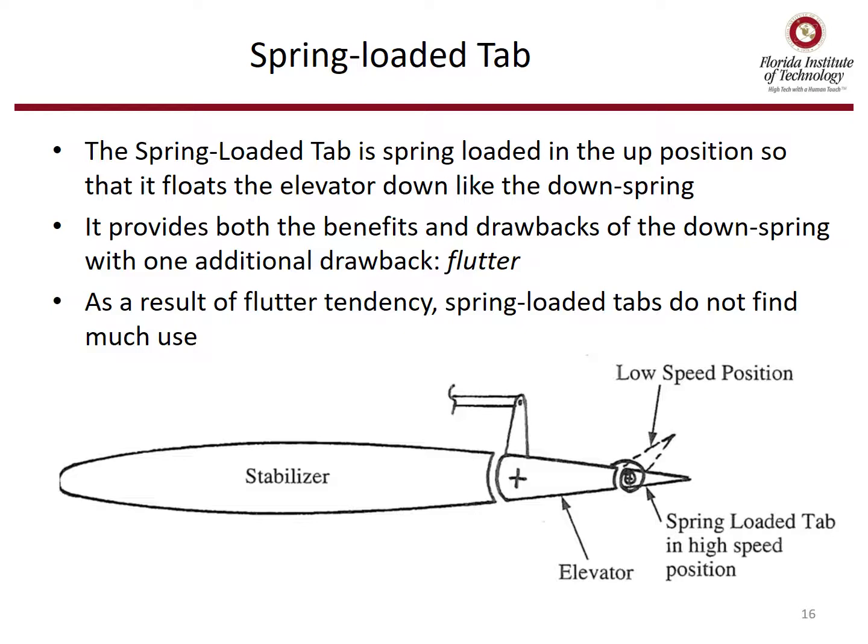The spring-loaded tab is spring-loaded in the up position so that it floats the elevator down, like the downspring. It provides both the benefits and drawbacks of the downspring with one additional drawback, flutter. As a result of the flutter tendency, spring-loaded tabs do not find much use.